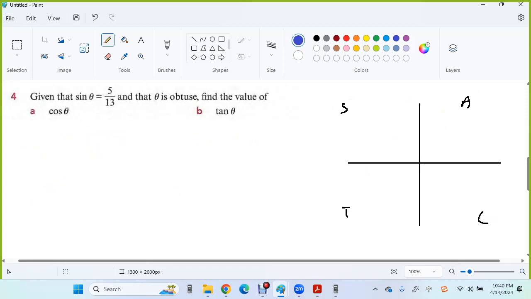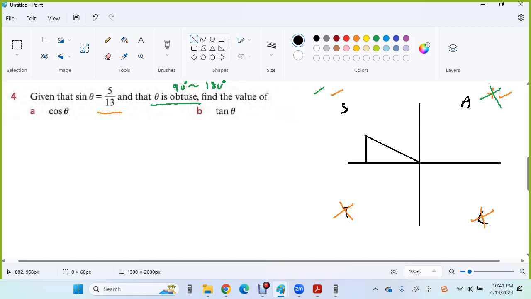Okay, so for this one, we have sine theta is 5 over 13. So we have the sine positive. So it should be the sine positive here. Okay, and these two cannot. It says that theta is an obtuse angle. We must know that an obtuse angle is between 90 and 180 degrees. Okay, so this one cannot. So we know that theta is in the second quadrant. Sine is opposite over hypotenuse, so it will be something like this.